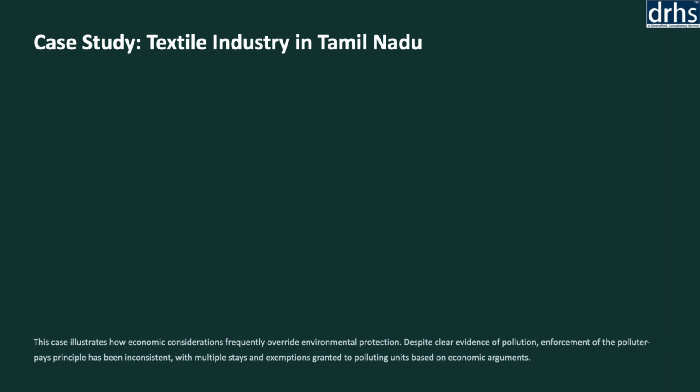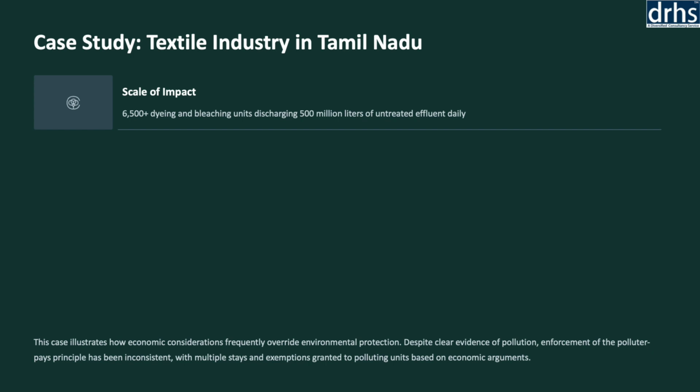export and employment. However, this industrial hub has also been associated with severe environmental degradation, especially related to water pollution. The unchecked discharge of effluent into the Noyyal River over decades caused immense damage to water bodies, agriculture, and public health. The scale of impact.